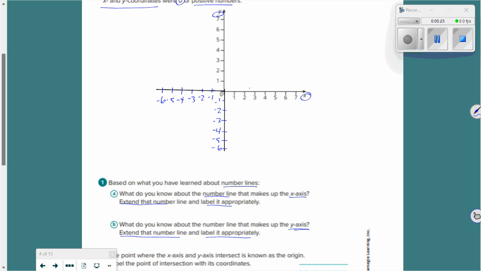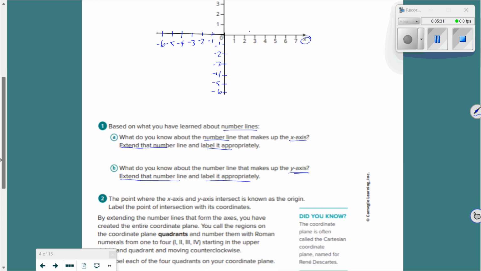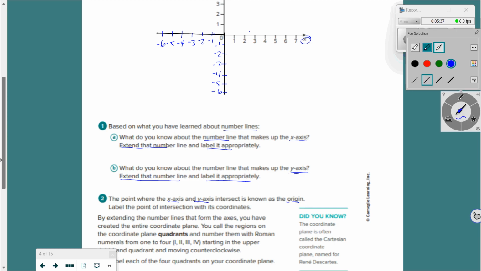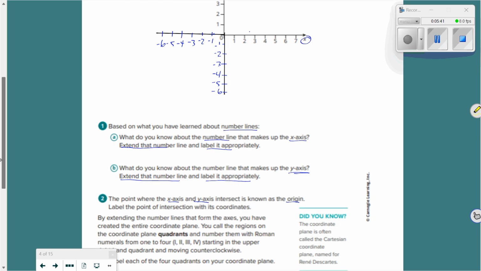Yeah. Guys, your coordinate plane is literally just 2 number lines that intersect. Now, where they intersect is actually really important. The point where your x-axis and y-axis intersect is known as the origin. I want you guys to get out your highlighters. We're going to highlight this one. I hope you know the origin. So, the point where the x and y axis intersect.